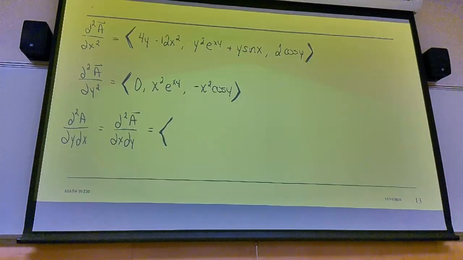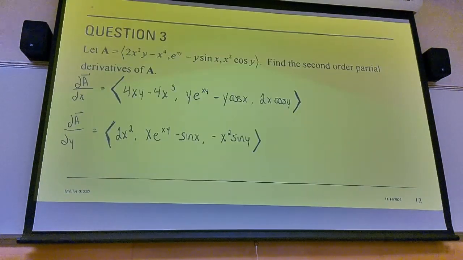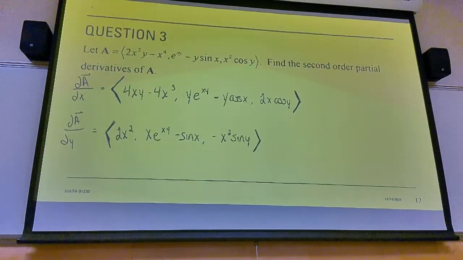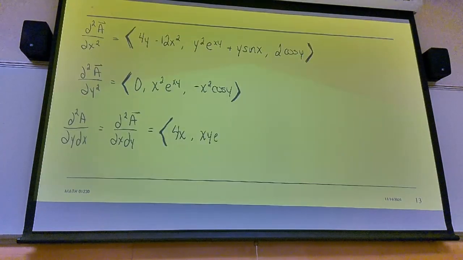Right, then the mixed order. And remember, it doesn't matter. So do you want to look at with respect to x and do it with respect to y, or do you want to look at the respect to y and do it with respect to x? It doesn't matter. First component. Second component. xy e to the xy minus cosine x. You said minus cosine? Yeah.